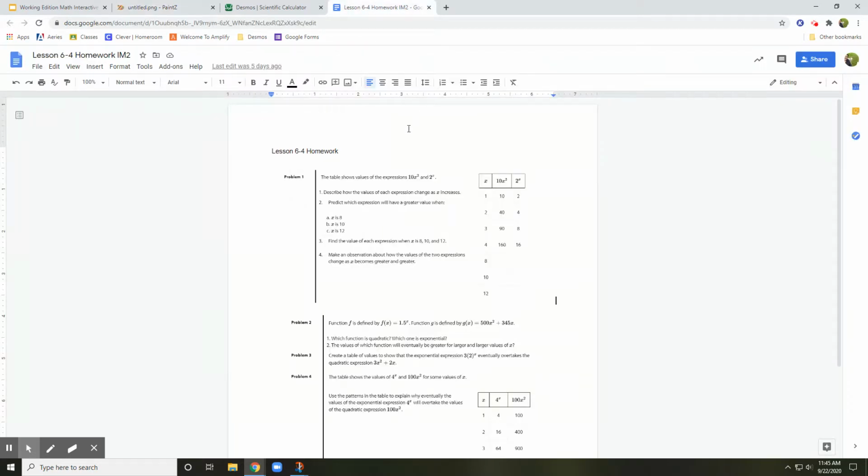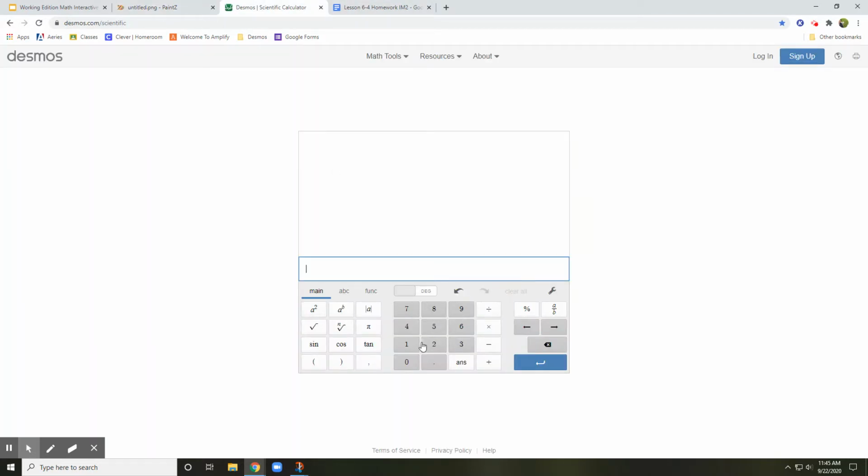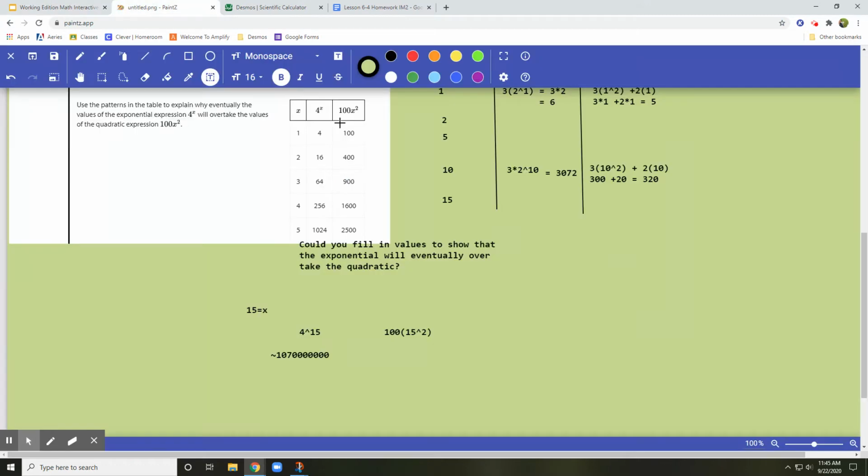And then let's do this one. So we're going to have 15 squared times 100. Oops, I forgot to write that in. So 15 squared times 100. 22,500. So our value here is 22,500. Well, I don't know about you, but I'm a big fan of the thing with 9 zeros behind it. So I think that pretty much proves that it is definitely bigger.